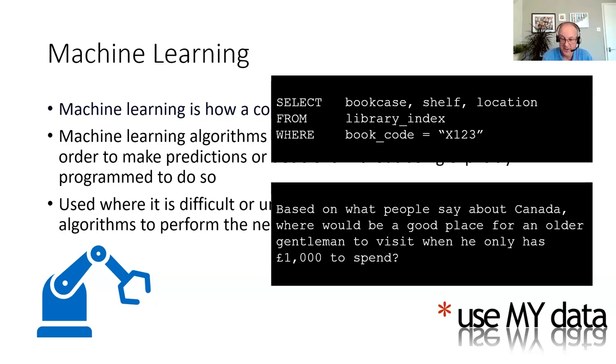Based on what people say about Canada, where would be a good place for me to visit when I've got £1,000 to spend? Wouldn't it be ideal if we could just ask computers to sift through all the data in the world to answer that question for me? And that is where machine learning comes in. That's the way machine learning operates. Those are the sort of questions that machine learning is designed to try and answer.